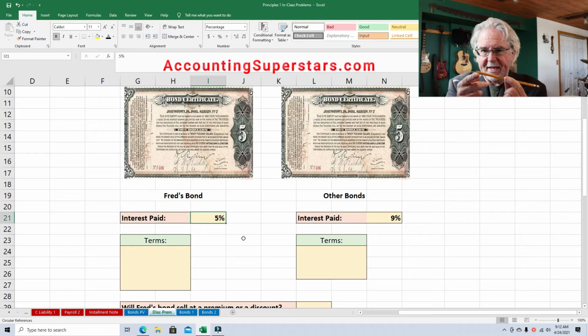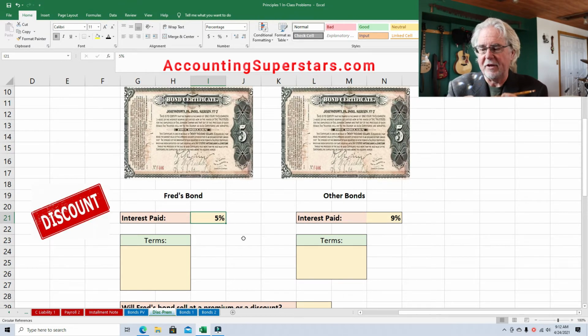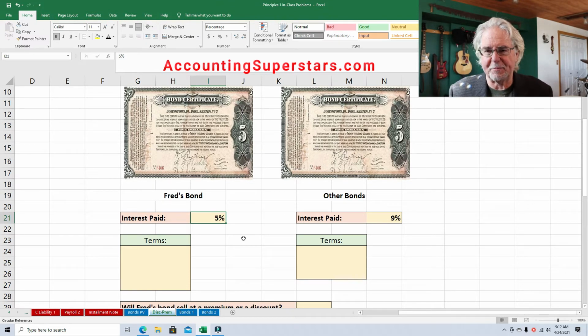So what we're saying is Fred's bond is going to sell at a discount. Fred's not going to receive the full amount for those bonds. Now, if you understood the pencil trick here, you can do bonds. That's the main idea right there.